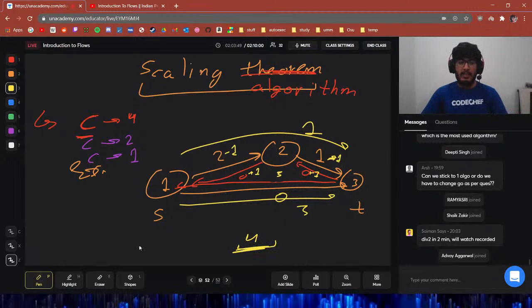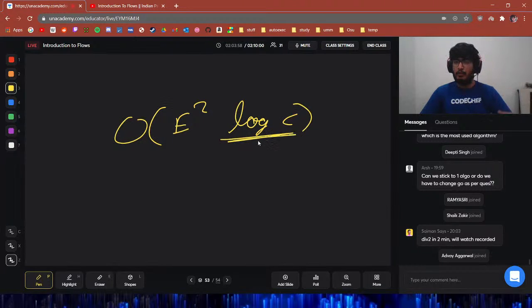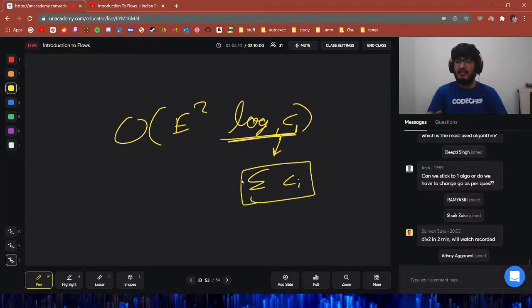This algorithm works in big O of E square log C time, right? And for C you have to select the maximum flow that you can possibly have. So it's generally a nice idea to select C as the sum of all the capacities, right? Because the flow cannot be greater than the sum of all the capacities. So just select the sum of all capacities, or you can also optimize the value of C, there are many ways to optimize the value of C.